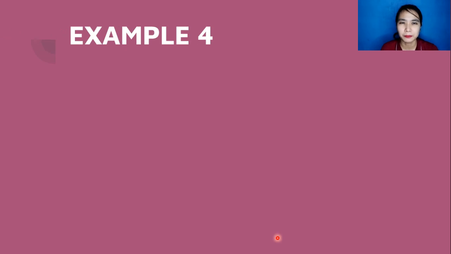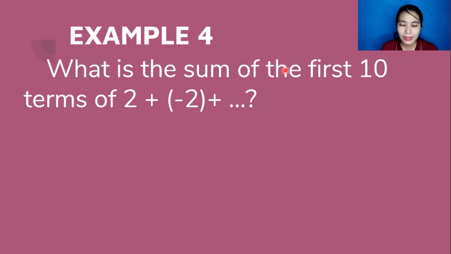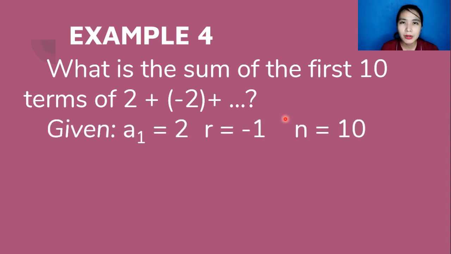Example number 4. What is the sum of the first 10 terms of 2 plus negative 2 plus so on and so forth? Our given again, our first term, a sub 1, is equal to 2. Our r now would be equal to negative 1, because negative 2 divided by 2 is equal to negative 1. Our n is still equal to 10.